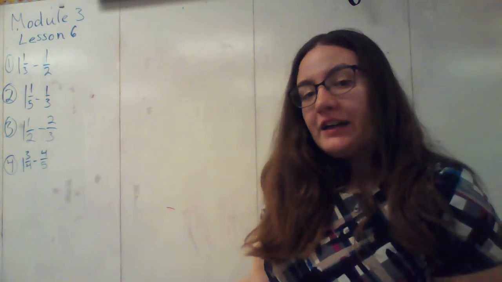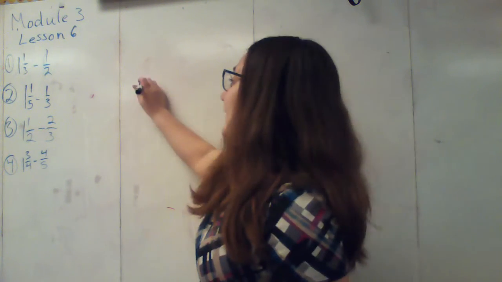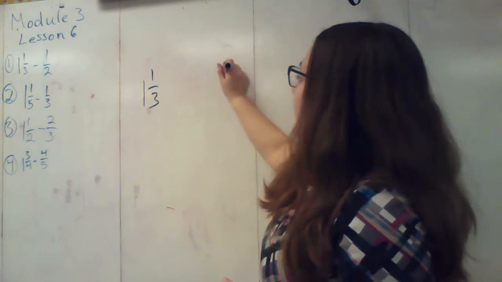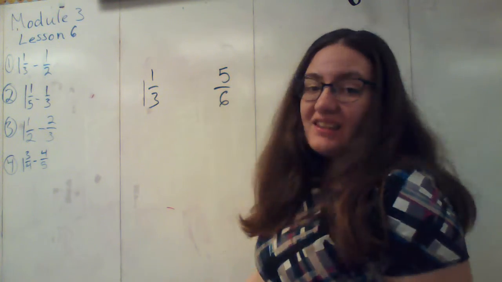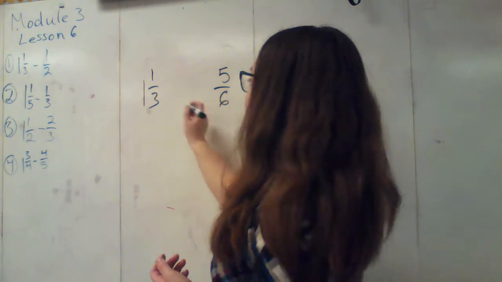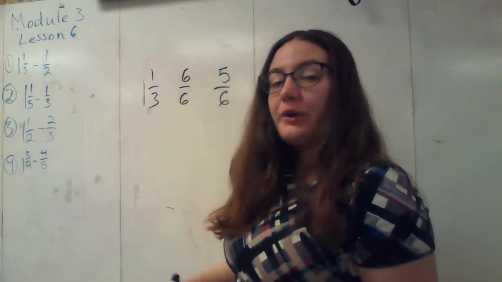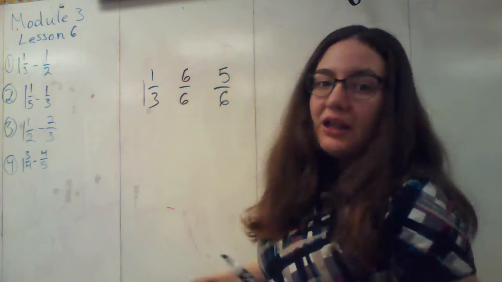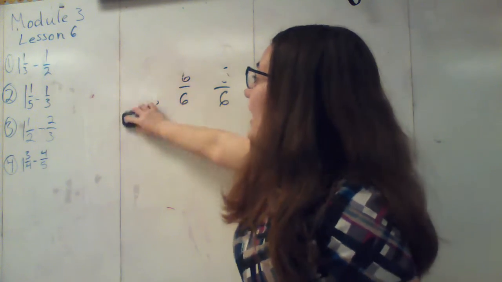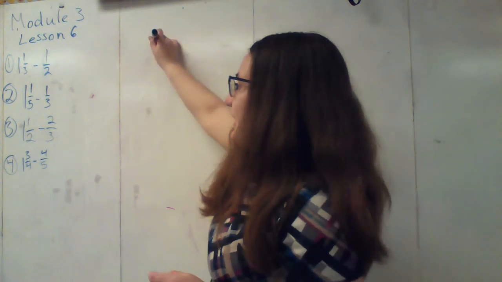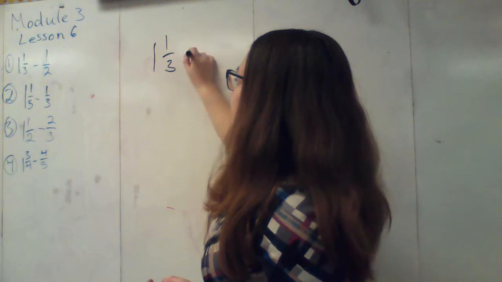about different fractions that could either be greater than 1, like 1 and 1/3 is greater than 1. 5/6 is less than 1, and 6/6 would be exactly 1. So we're going to be practicing remembering what different types of fractions there are, and then we're going to start working on models for them. So today's lesson is going to be a little bit different.